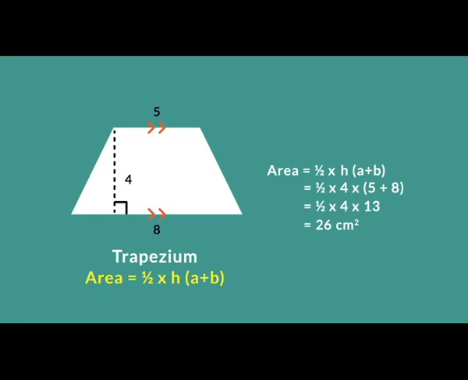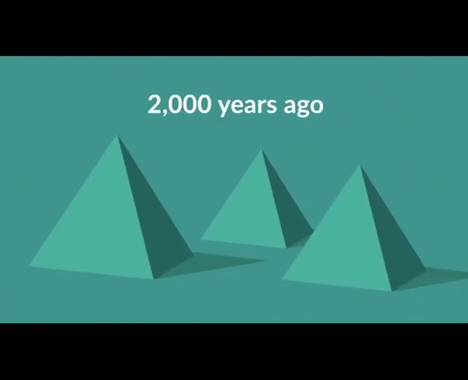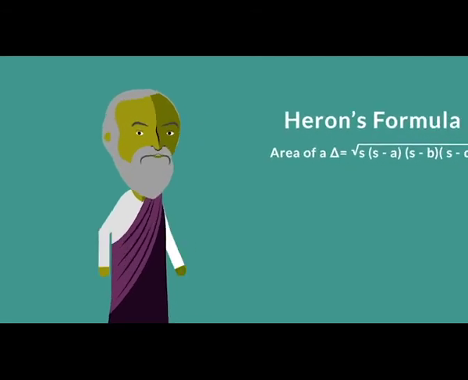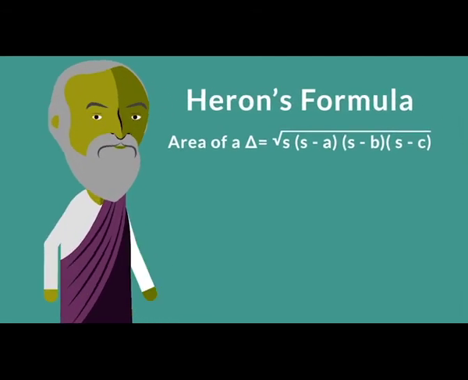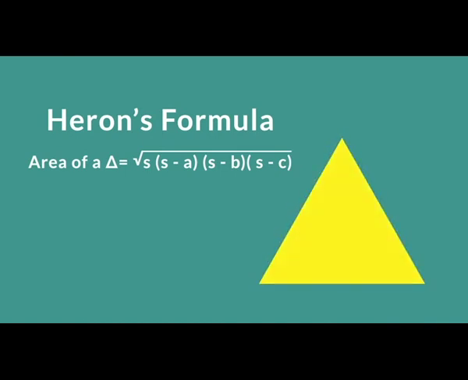So far, we've been saying that we need the perpendicular height of a triangle to find its area. But what happens if we can't find the perpendicular height of a triangle? Around 2,000 years ago in Egypt, a very smart man who we know as Hero, or Heron, of Alexandria, came up with this formula, which uses only the lengths of the 3 sides of a triangle to find its area. Scary looking, but really quite simple once you've understood it.